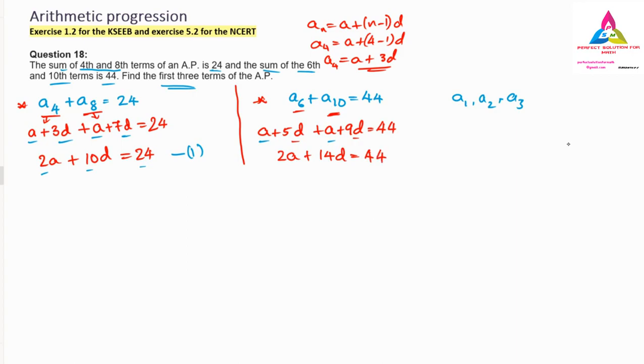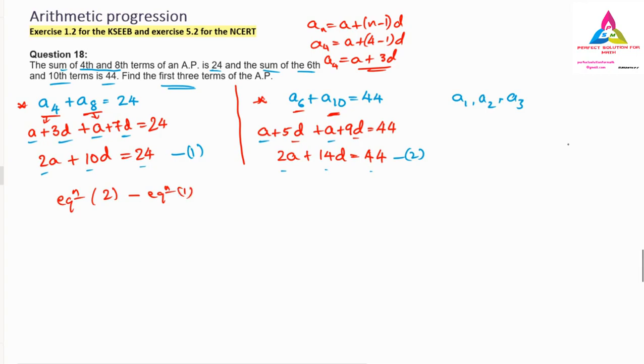Again we can take 2 common and cancel, or keep it as it is. Now see: equation 1 is 2a plus 10d equals 24, and equation 2 is 2a plus 14d equals 44. These two we have to write one after the other. What can we do here? We can subtract equation 1 from equation 2. I will write it directly: equation 2 minus equation 1.